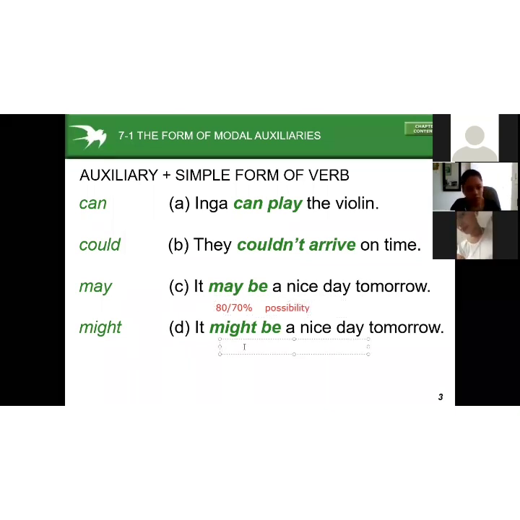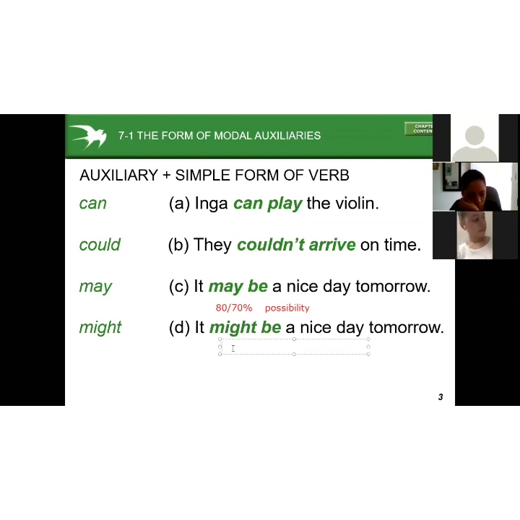But what happens with may? This means that you are fairly sure, actually you are very sure about this, that tomorrow is going to be a nice day, because today was a nice day, so tomorrow may be a nice day too, as you were saying, Ms. Valeria. But we also have might.